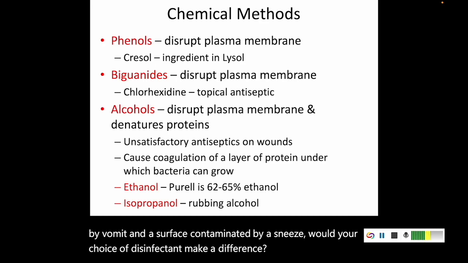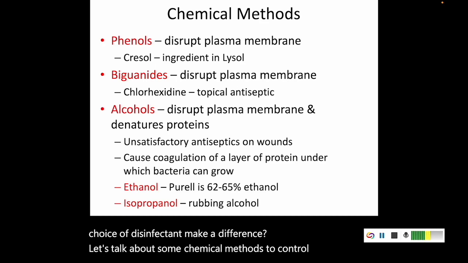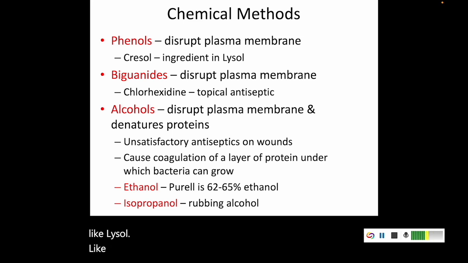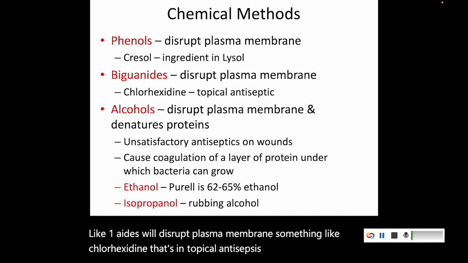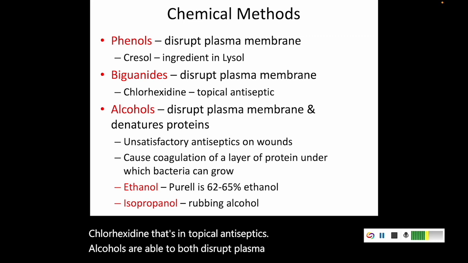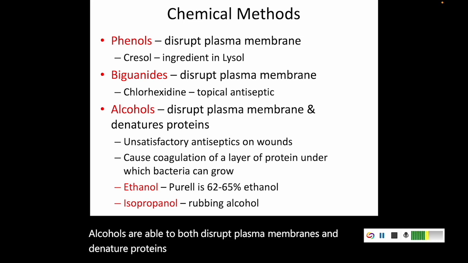Let's talk about some chemical methods to control bacteria growth. Phenols will disrupt a plasma membrane, something like Lysol. Biguanides will disrupt plasma membrane, something like chlorhexidine that's in topical antiseptics. Alcohols are able to both disrupt plasma membranes and denature proteins. These are good at cleaning off a table before lab.